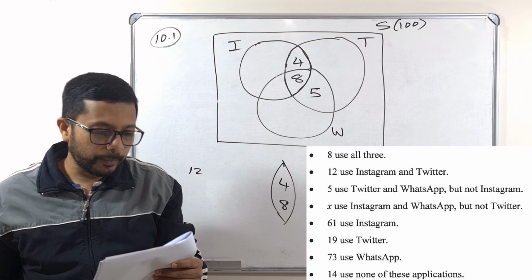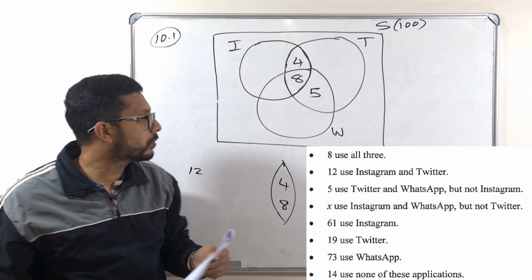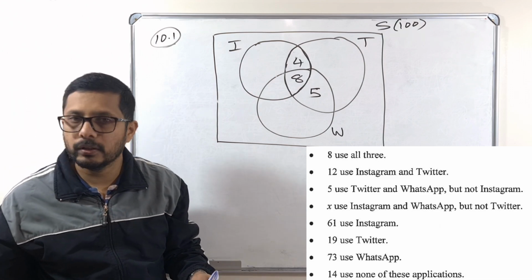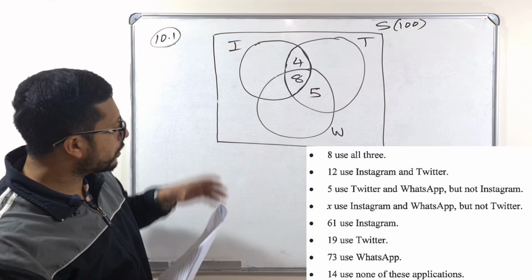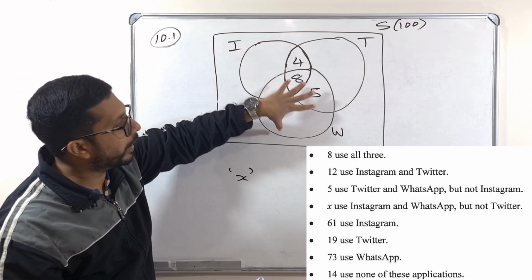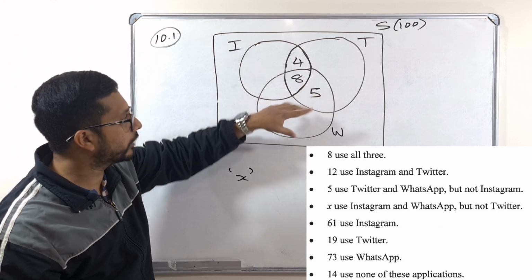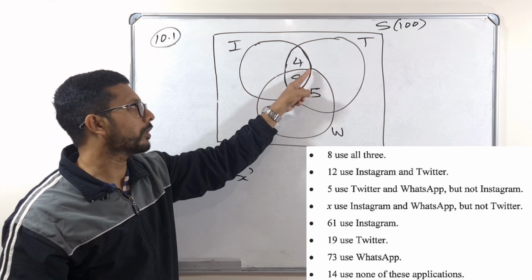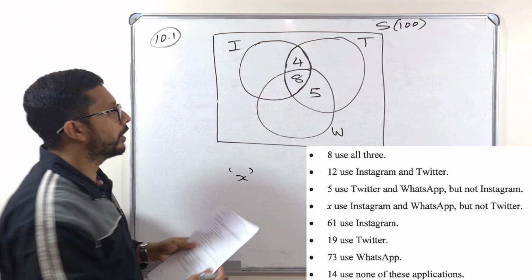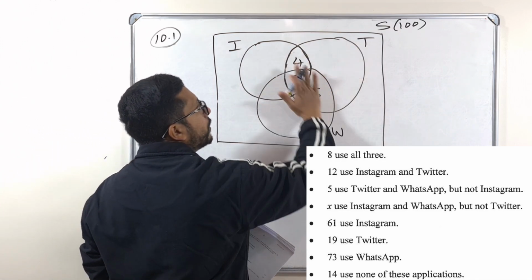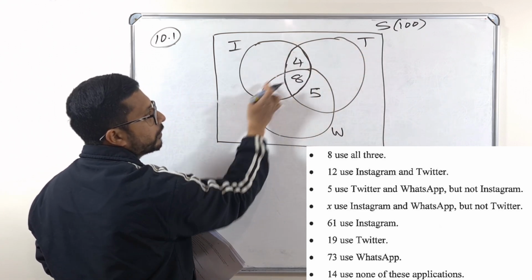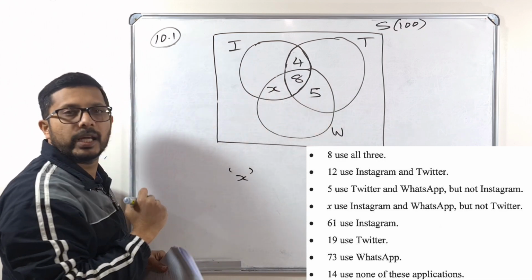X people are using Instagram and WhatsApp but not Twitter. So which area is that? X people are using Instagram, this circle, and WhatsApp, this circle. So actually we are supposed to get this portion. Okay, but look at the last words, but not Twitter. That means we have to exclude this Twitter circle. So which portion is that? Only this small portion here. Okay, how many are there? They are saying that X.